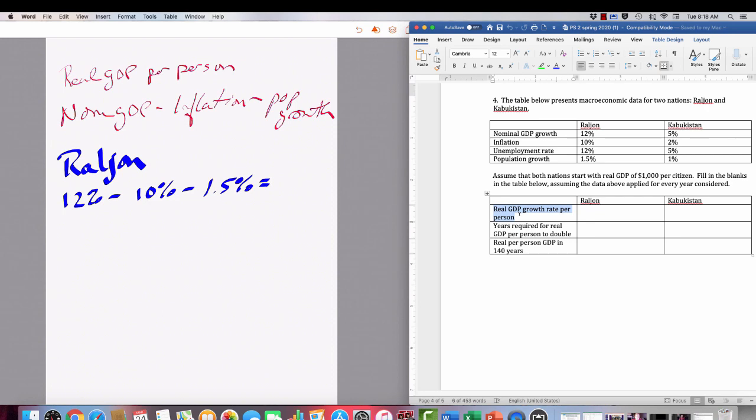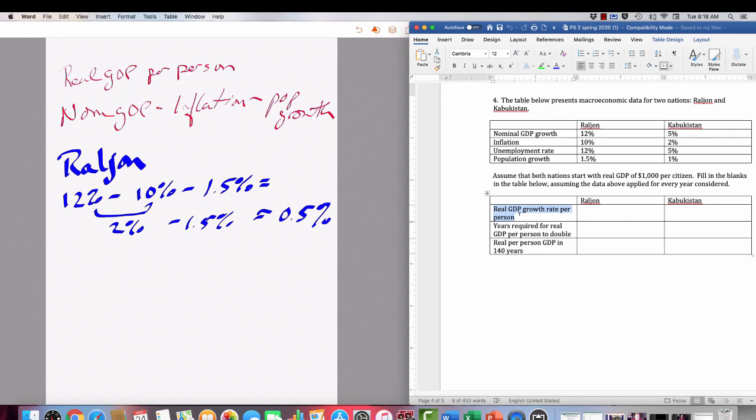So we take 12 minus 10. That gives us 2 minus 1.5, which gives us a real GDP per person growth of 0.5%. That's our real growth rate.